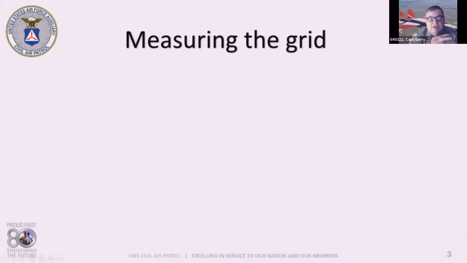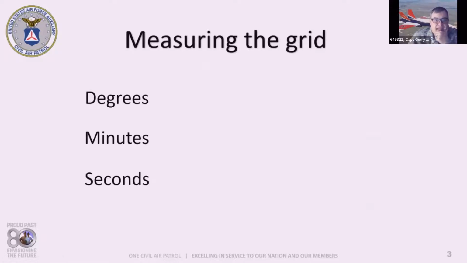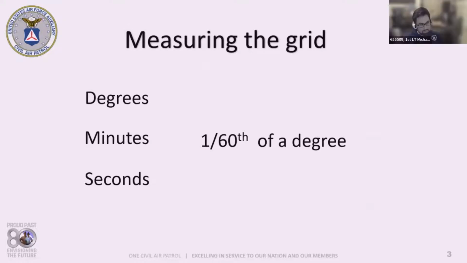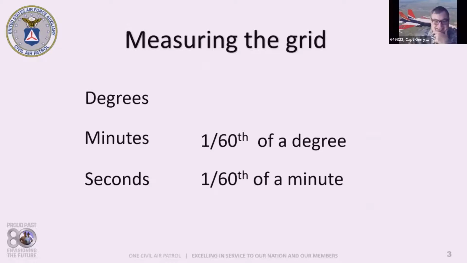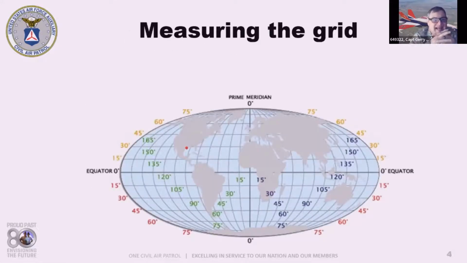So both latitude and longitude are measured in degrees, minutes, and seconds. 1 minute is 1/60th of a degree. 1 second, anybody want to guess? 1/60th of a minute. Exactly. So that's nice, but how far is that? Well, that depends on where you are.